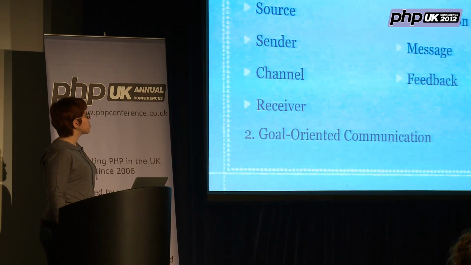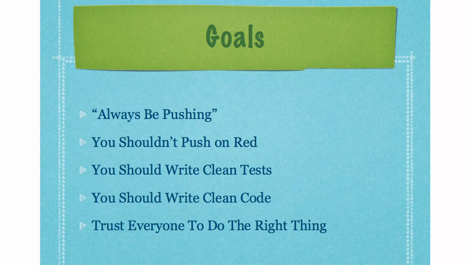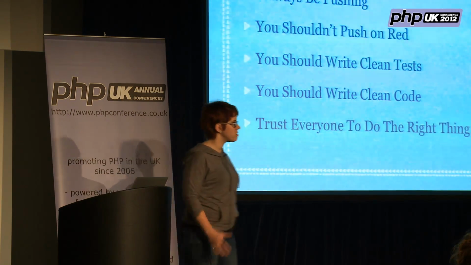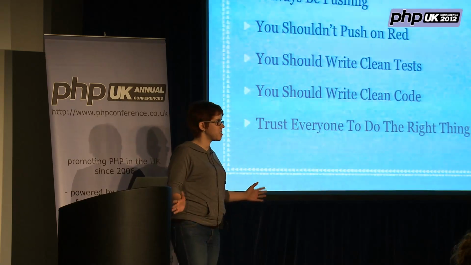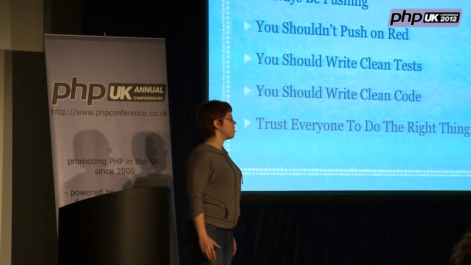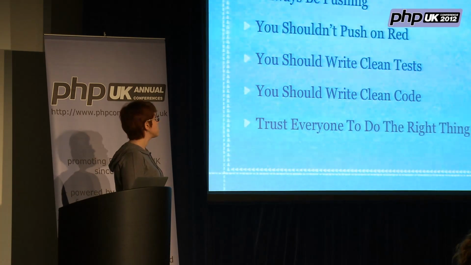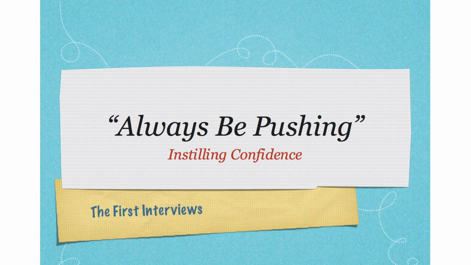And most of the communication that we're talking about is going to be with CI as the channel, and it's going to be goal-oriented communication. And our goals of what we want to communicate via continuous integration is that people should always be pushing. They should have the confidence to just always be pushing. You shouldn't push on red. Red meaning like tests are failing. And believe it or not, for some people it's really hard to get over that, especially if you've got test suites that fail all the time. It's very hard to get over, oh, I need to wait until it's green. You should write clean tests. You should write clean code. And you should trust everyone to do the right thing, because everything has to revolve around trust.